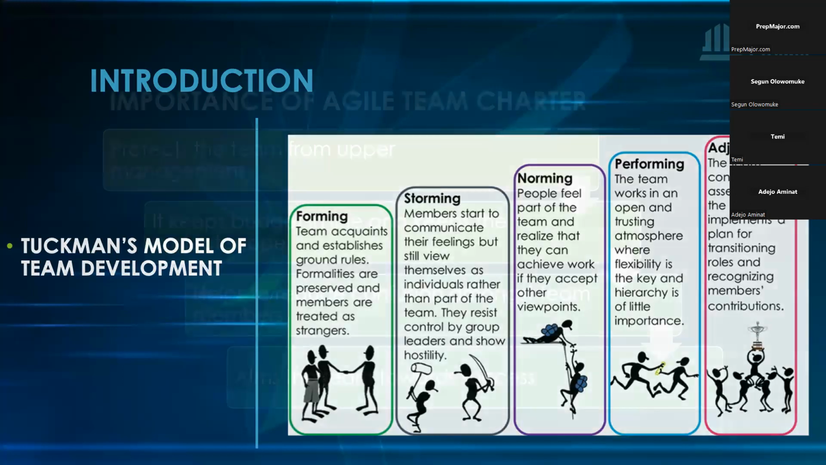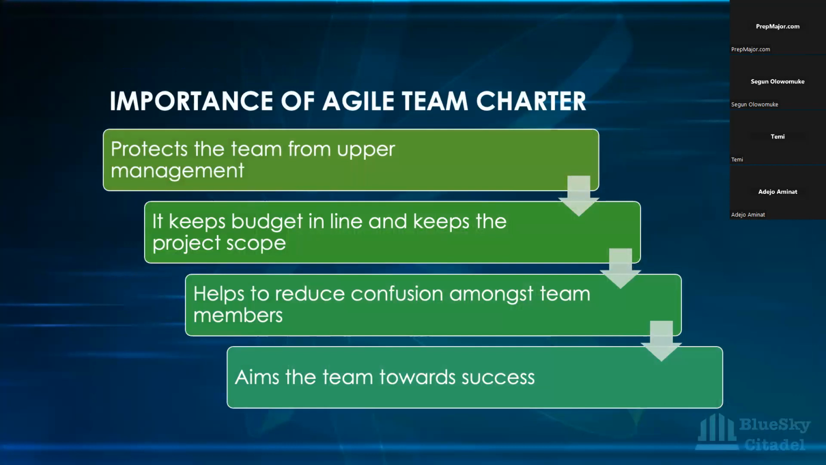So very quickly, let's look at the importance of this team charter. So the team charter really helps to protect the team from upper management, because this team charter ensures that the vision of the project is not easily controlled by upper management, most especially if it is an agile project and if you are following an agile way of working. It helps you to not get easily controlled by the management. And in this case, the management may less likely force the hand of the team.